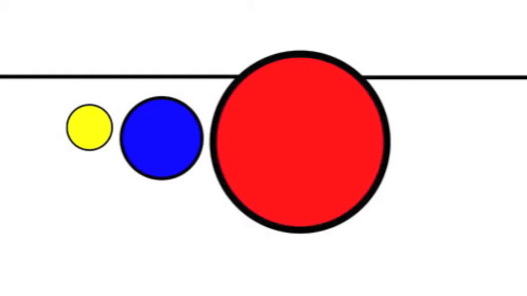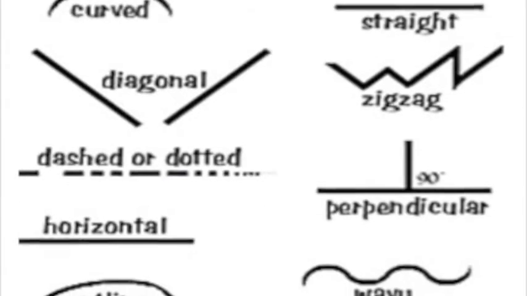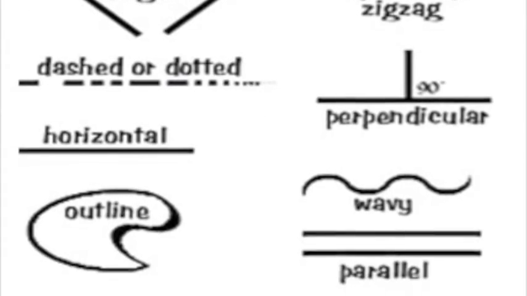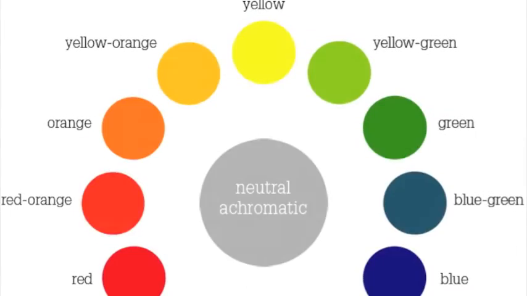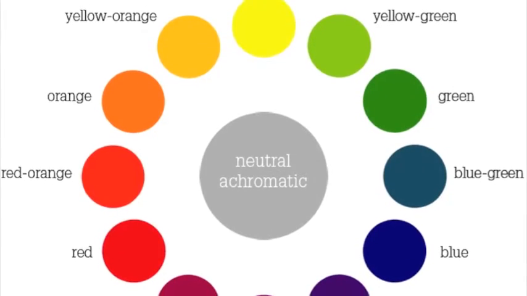Another important aspect is size or proportion. This relates to creating space and distance between objects. Apart from composition, a lot of artwork includes line and texture to create movement and pattern. Lastly, color contributes to the mood of the artwork.